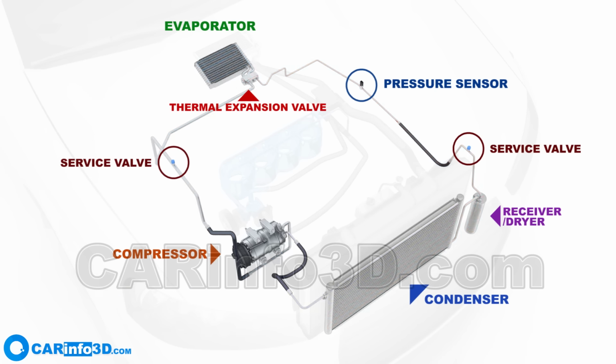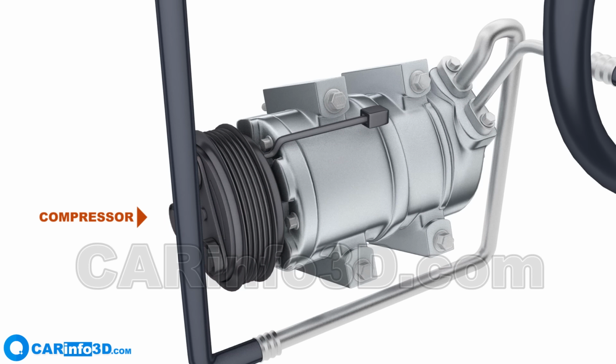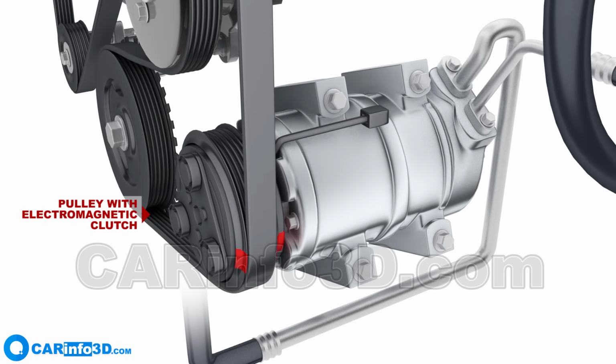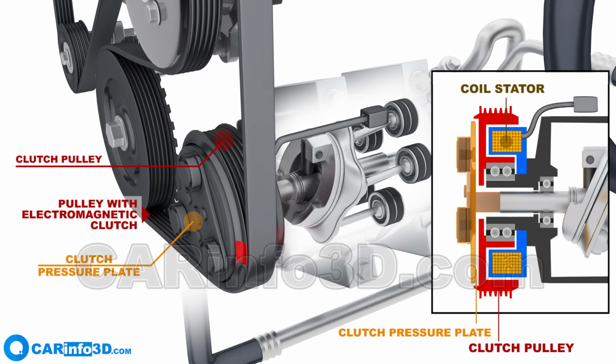Let's go over the complete cycle of operation, taking note of the refrigerant state in the system and using average figures. The cycle begins with a compressor. The compressor doesn't run continuously. Rather, it turns on when the air conditioner is turned on. In the frequently encountered setup, engagement and disengagement are achieved through a pulley with an electromagnetic clutch. When the engine is operating, the clutch pulley revolves continuously. The clutch pressure plate, however, begins to rotate with the compressor only once the electromagnetic clutch is engaged.